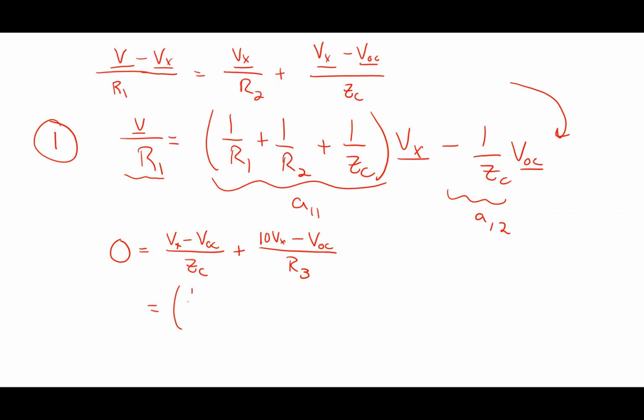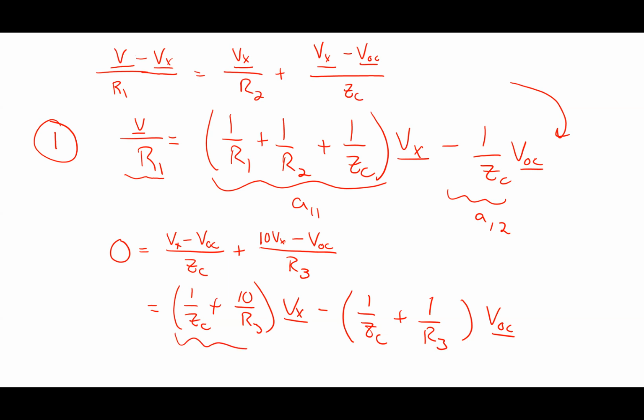Yep, exactly. 1 over ZC plus 10 over R3. Exactly. That's how I would group it. I'd say it's that times VX, and then I would say minus something times VOC. You got it. Yeah. So this for me would be what I would call A21, and I would call A22.